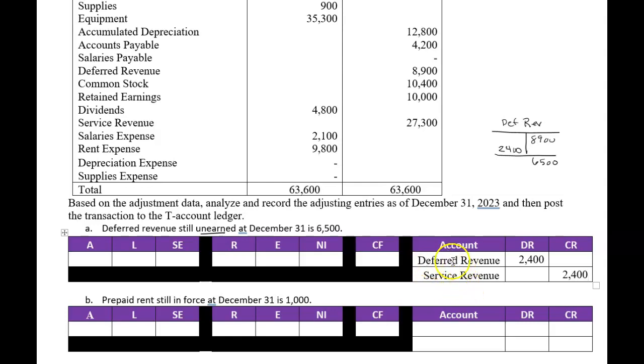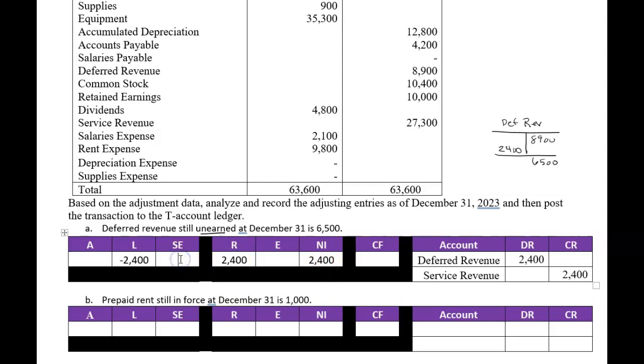So what's impacted? Well, deferred revenue is a liability. Do not forget that. We owe people goods or services. So that's not revenue to us. That's a liability to us. So we're going to go over here. Our liabilities are going down by $2,400. Service revenue is a revenue. That means our revenues are going up by $2,400. And anytime revenues go up, the profit of our company goes up, or at least reduces our loss, one of the two.